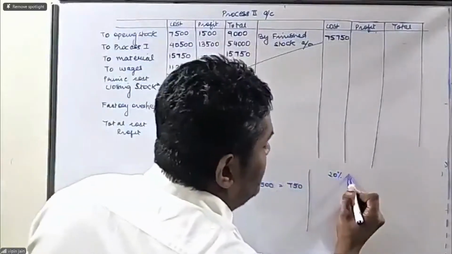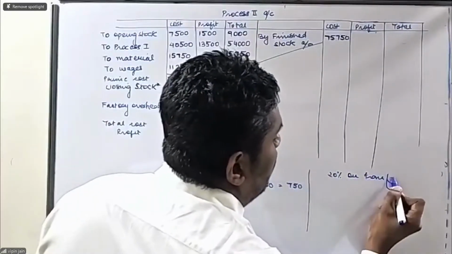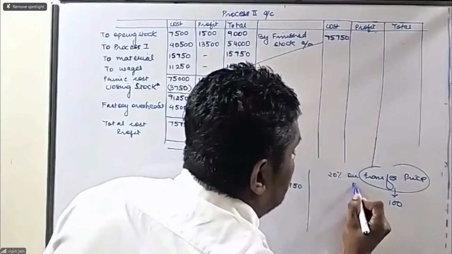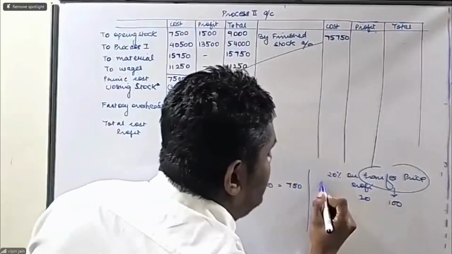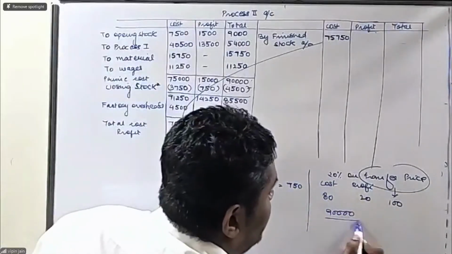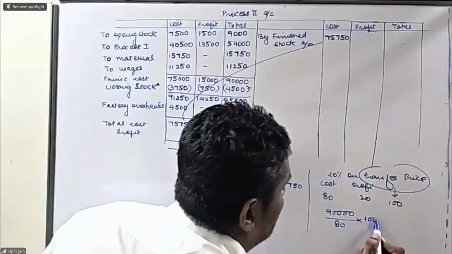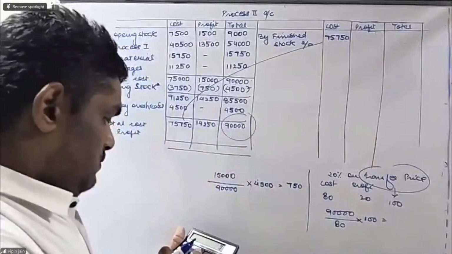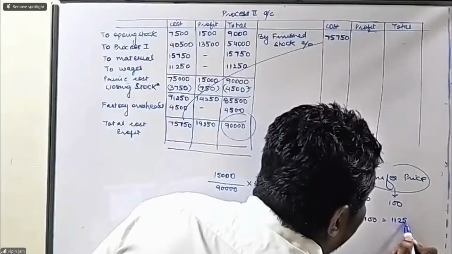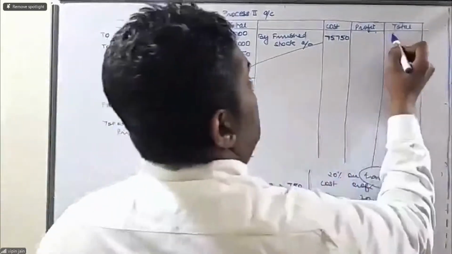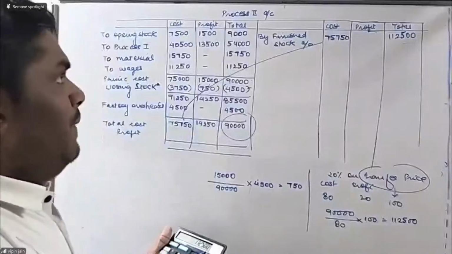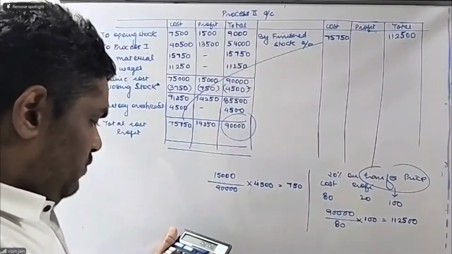So 20% on transfer price. Assuming transfer price as 100, profit as 20, so cost will be 80. So 90,000 will be equal to 80. So this will be 1,12,500. So this is the total amount minus 750, 750.